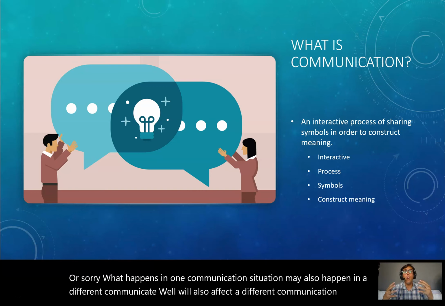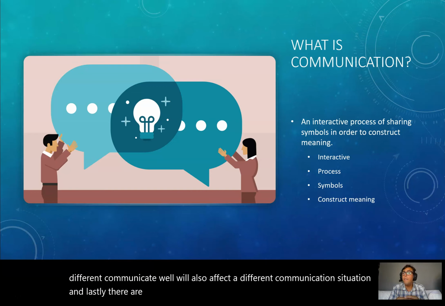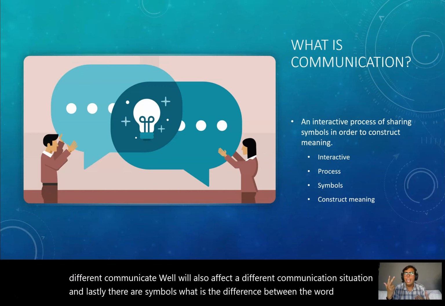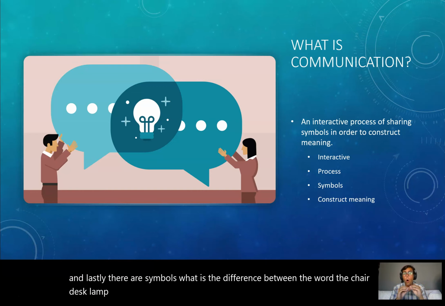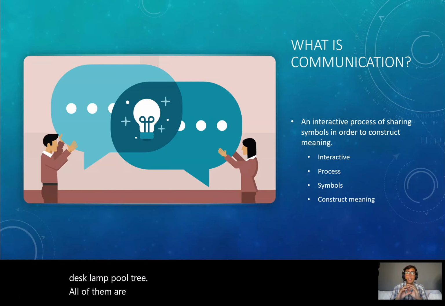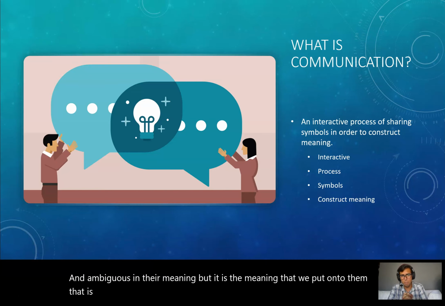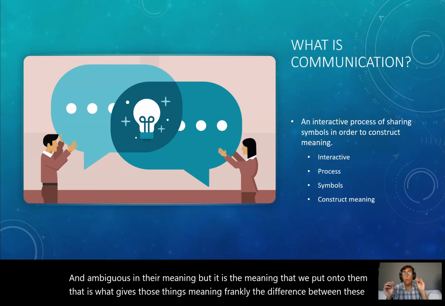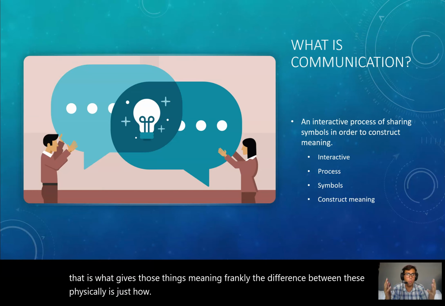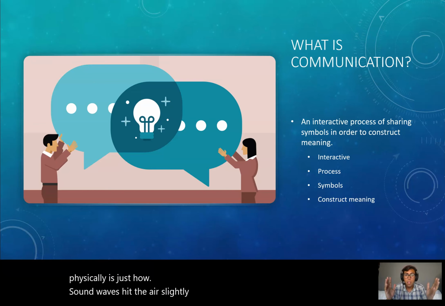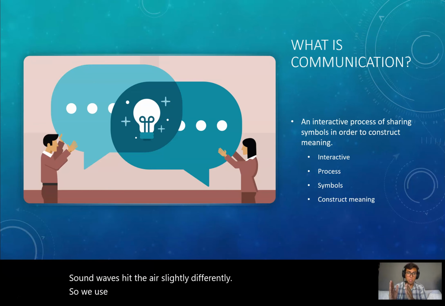And lastly, there are symbols. What is the difference between the words the, chair, desk, lamp, pool, tree? All of them are, in essence, abstract and ambiguous in their meaning. But it is the meaning that we put onto them that gives those things meaning. Frankly, the difference between these physically is just how the sound waves hit the air slightly differently. So we use these symbols to construct meaning.